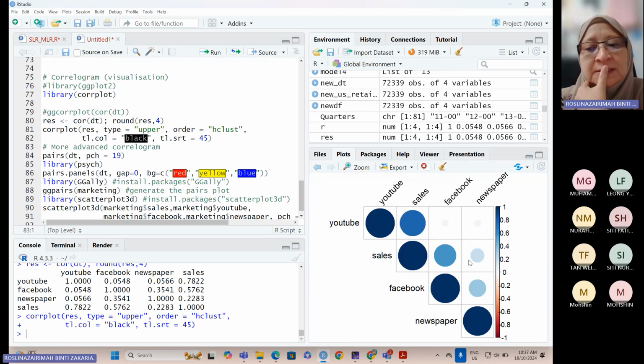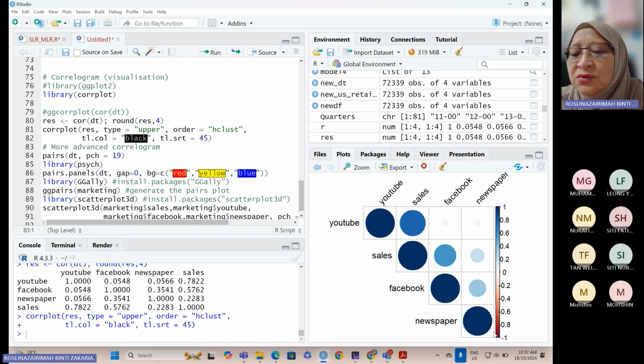Yeah, you can draw this. Very nice, isn't it? This is graphical. So in the middle, on the diagonal, you see 1. Yeah, the correlation between themselves. And the bigger circle means the stronger, close to 1. Okay, blue means closer to 1, that means very strong.